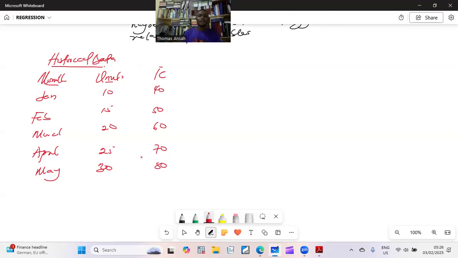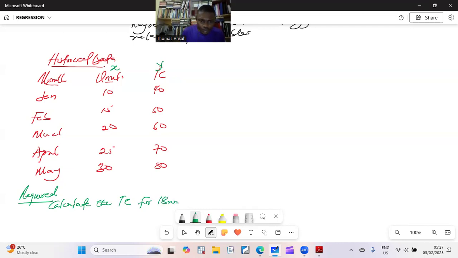Now, in regression, all that you need to do when you have this historical data, and of course the examiner will always give you this historical data, is to label one X. Say X is the number of units, Y is the total cost. It's good you give Y the amount. I will explain to you why. If you have this set of data, then you need to generate a regression formula. So if the question goes like, required, calculate the total cost for, let's say, 18 units or 19 units or whatever unit. Then what are you going to do? You can put any number of units there.